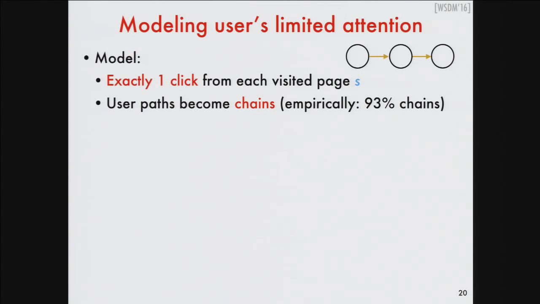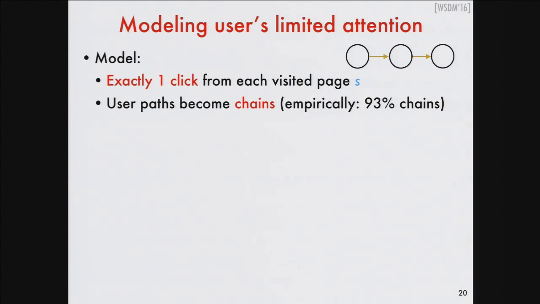So that means that to make good recommendations, we should somehow account for the user's limited attention. And one straightforward way of doing that is to assume that the user has the attention to click exactly one link from every page that they visit. The other scenario would be that the user opens several links, say in background tabs or something like that.